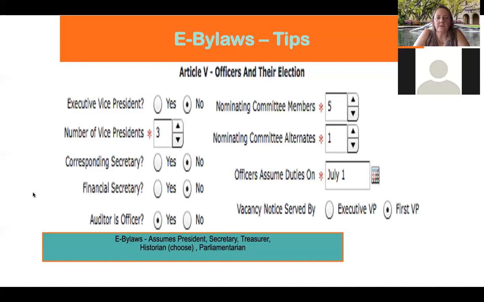So these are the things you can change. Normally, you would not be able to change this July 1 date that is supposed to go with your financial year. So if the officers assume duty on July 1, your fiscal year starts on July 1. If your fiscal year starts on June 1, then your officers would assume duties on June 1. You don't want a gap between the date that your fiscal year begins and your new officers take office.